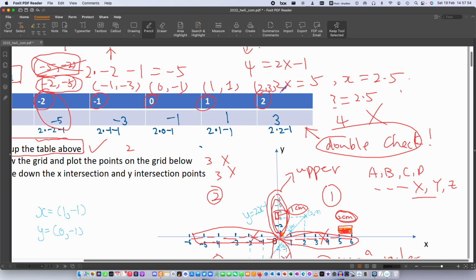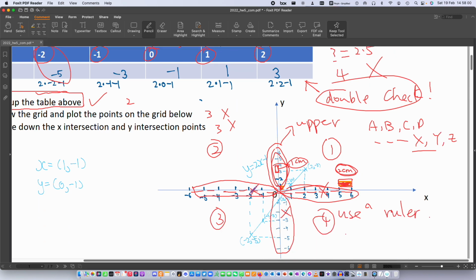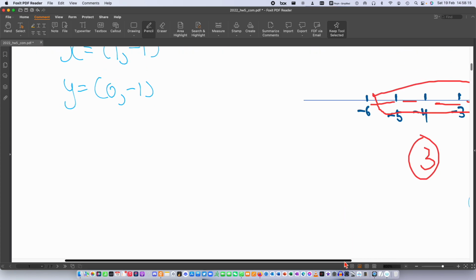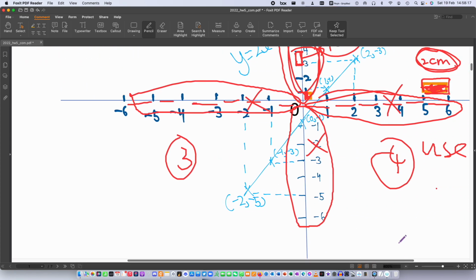Okay? So once you have all this, you just plot -2, -5. So where's -2? -2 is here, then -5 is here. Okay, good. Then 0 and -1. So yeah, you see, you are off already. 0 and -1. Let me zoom in. You are off for the 0 and -1. Where is the 0 and -1?